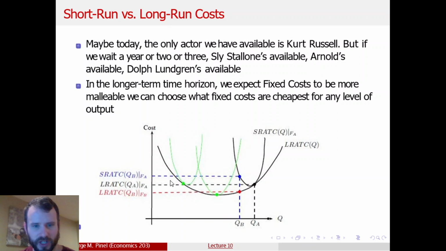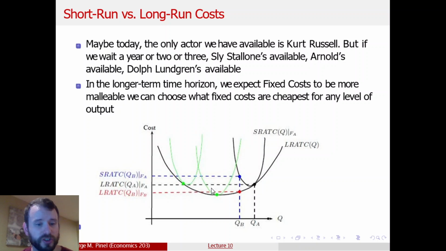So each one of these, like the green ones here and this black one for short run average total cost, is the average total cost curve in the short run for a particular fixed cost. So this could be the short run average total cost for Kurt Russell, and this could be the short run average total cost for Sylvester Stallone, and this could be the short run average total cost given that the fixed cost is for Arnold Schwarzenegger. Okay, so each one has a different average total cost depending on what the fixed cost is, and these green ones are basically what you're locked up to if that's your fixed cost.